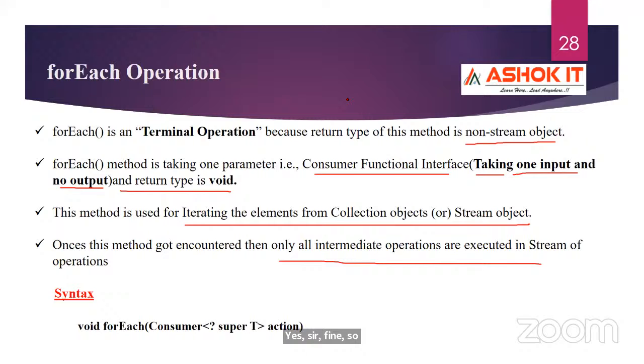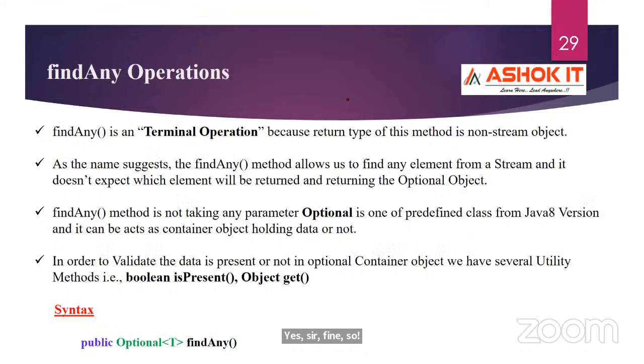The next one is the findAny operation. findAny is also a terminal operation, because the return type of this method is a non-stream object. As the name suggests, the findAny method allows us to find any element.